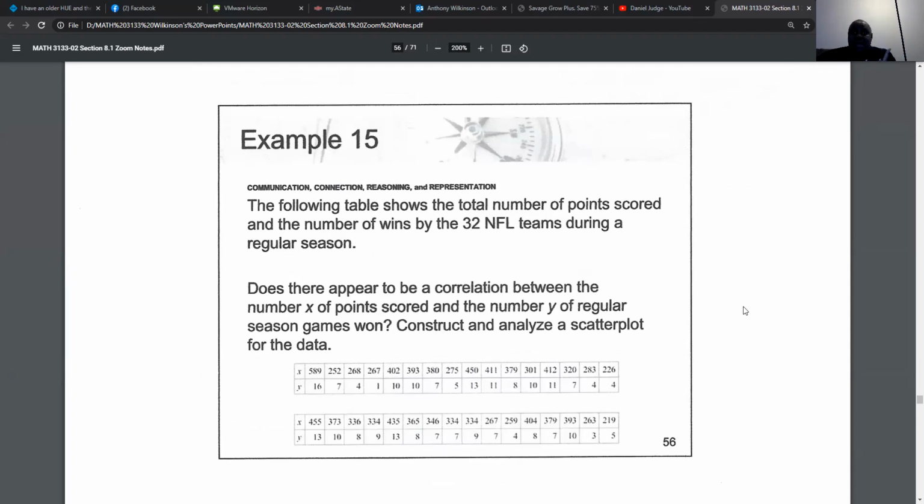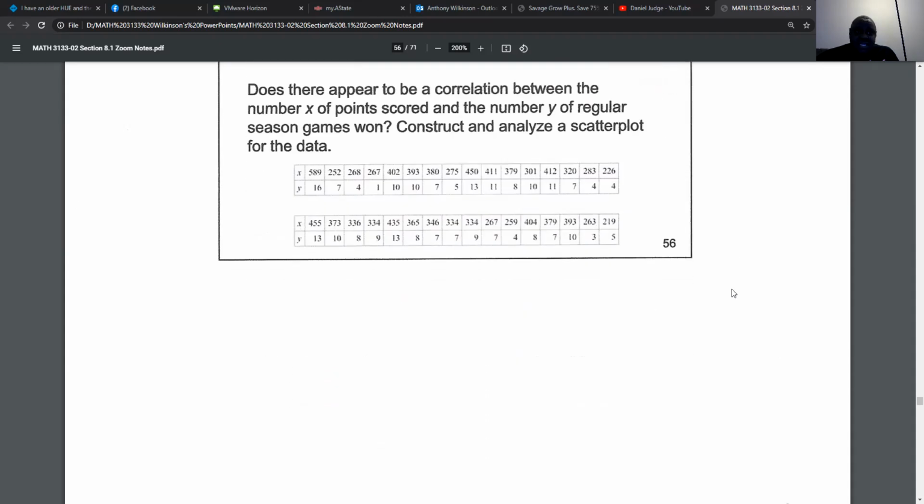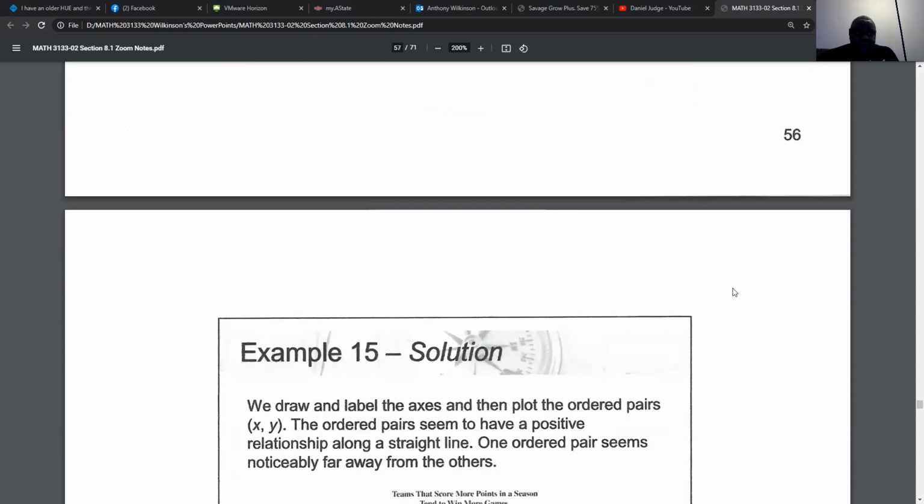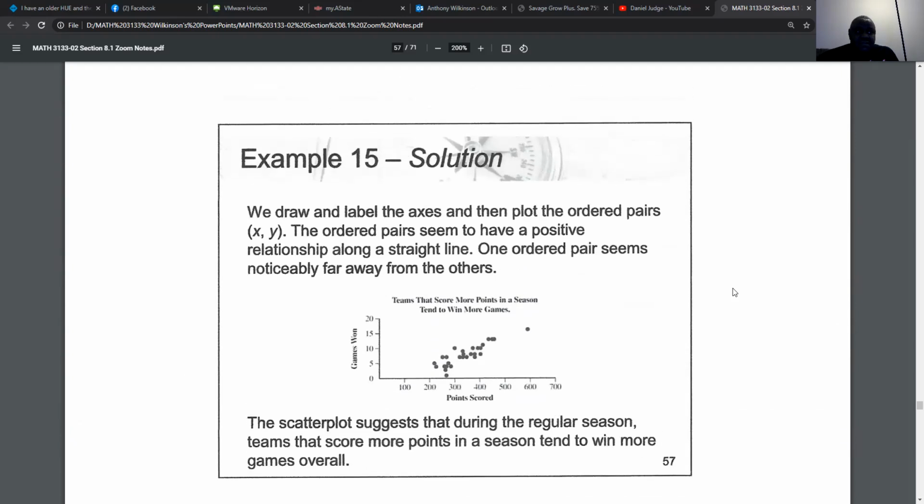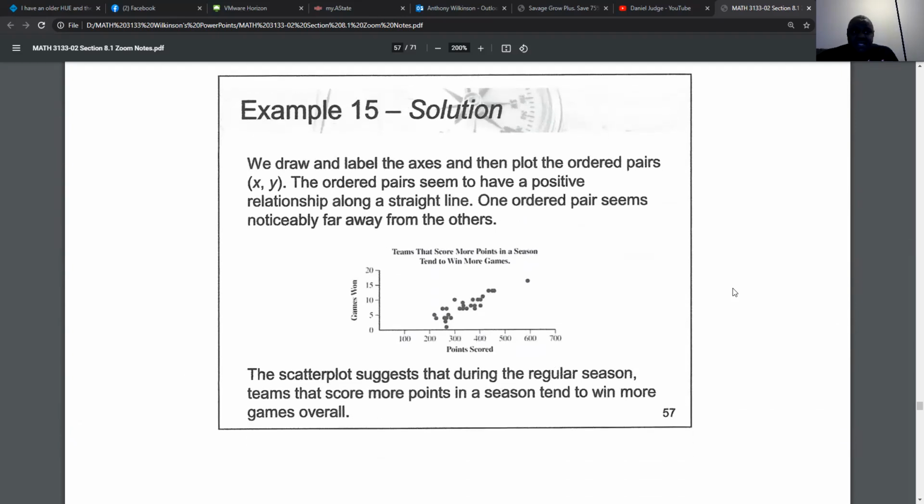Now, let me mention that Microsoft Excel does create scatter plots for you. You just have to enter probably in the first column your x values, and then in the second column will be your y values, and then select the scatter plot feature. Now, here is that scatter plot.